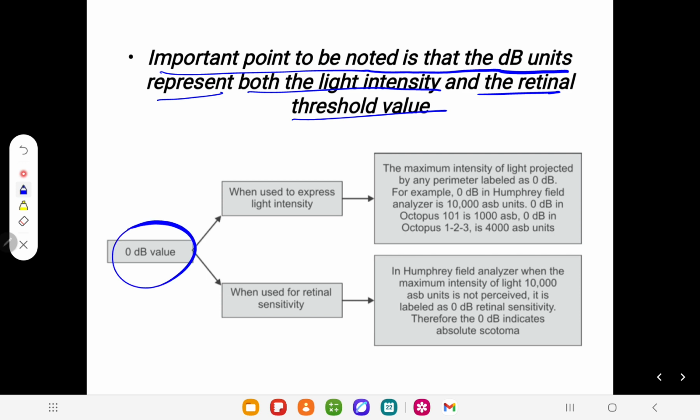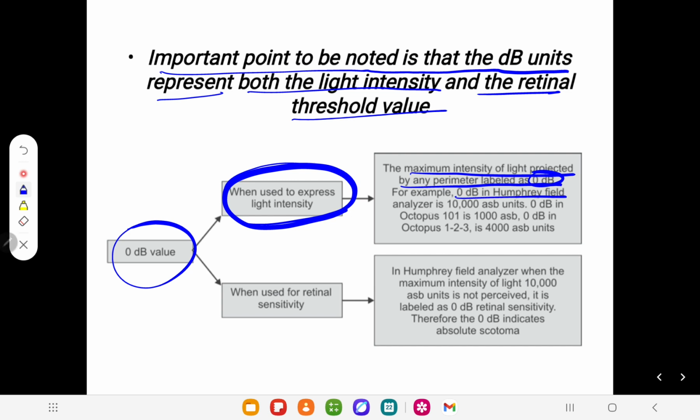So 0 decibel, when used to express light intensity, of what? See, the maximum intensity of light is projected by any perimeter as 0 decibel, because 0 decibel means the maximum intensity of light that is thrown. In case of Humphrey, 0 decibel means 10,000 apostilb, but in case of Octopus 300, 0 decibel means 4800, isn't it? So that's what I am talking about. See, 0 decibel in Octopus 100 and 101 is 1000 apostilb. 0 decibel in Octopus 1 to 3 is 4000 apostilb.